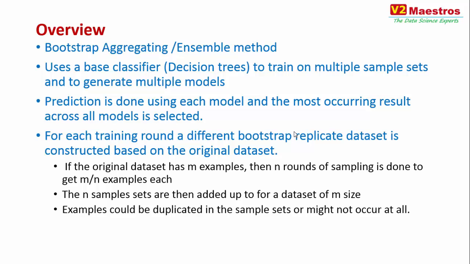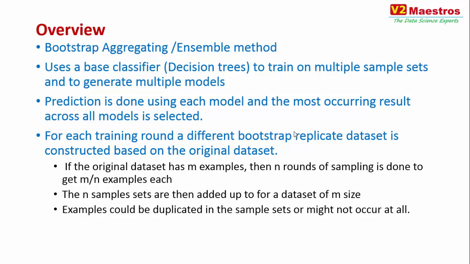So the way you select the data set for each round of model building, or training, is that you build what is called a bootstrap replicate data set. So how do you build a bootstrap replicate data set? If the original data set has m examples, meaning m number of rows, you do n rounds of sampling on the data, and for each sampling round you select m by n examples.